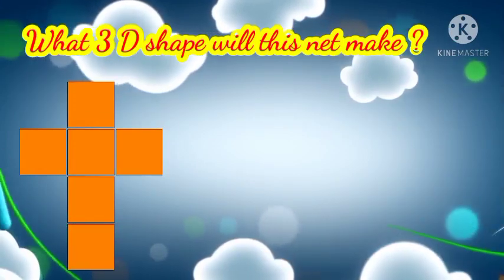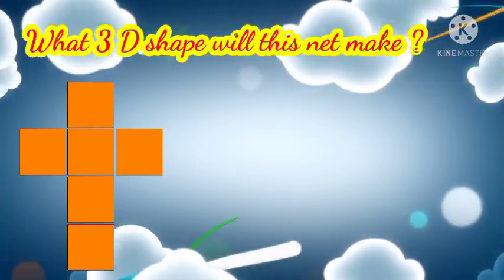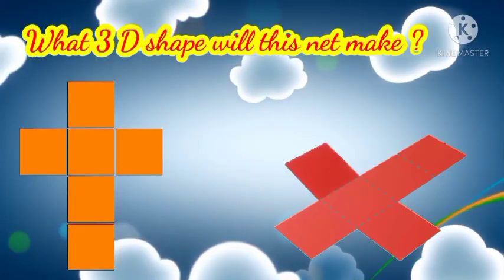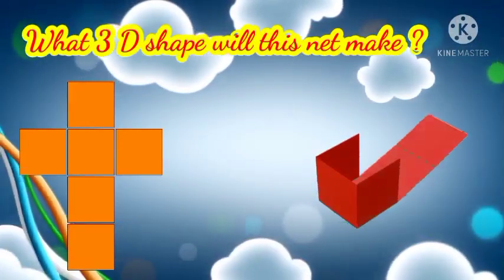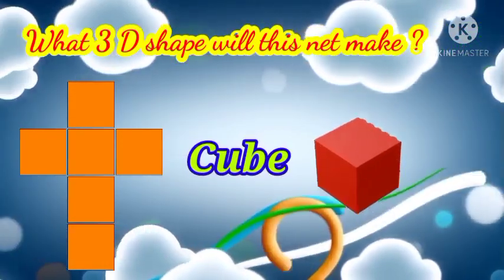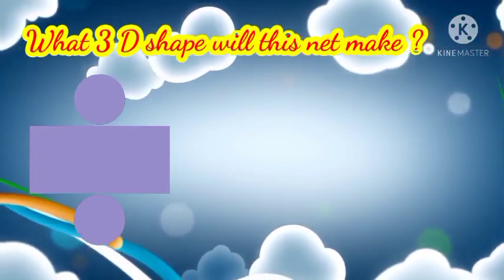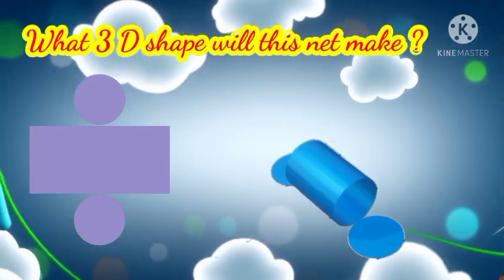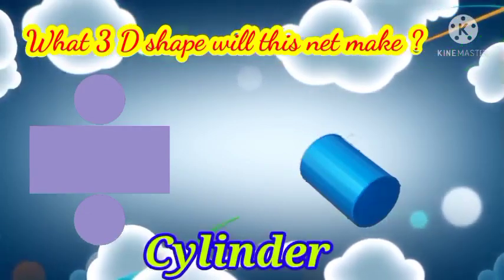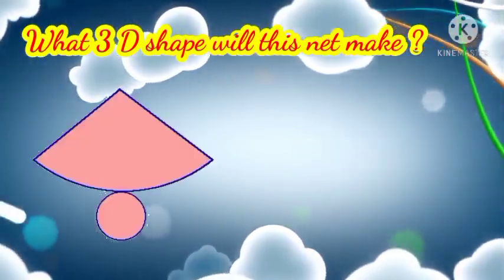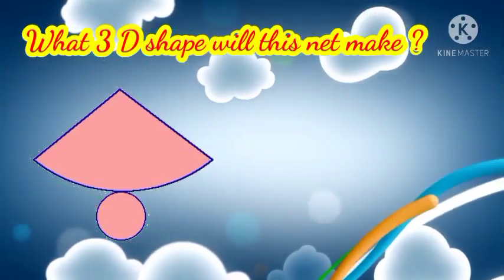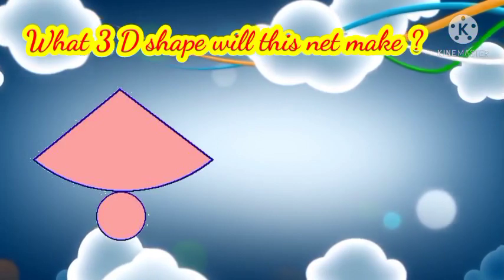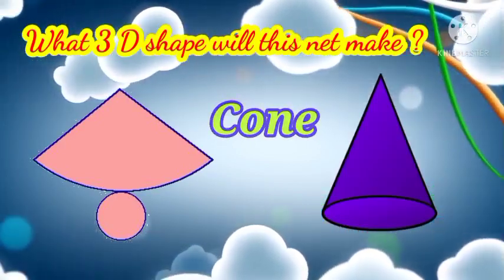Children, now we are going to find out what 3D shape will this net make. Are you ready children to find this? The shape formed from the net is cube. Now find out what shape can be formed from this net. Yes, it is cylinder. Now we are going to guess what 3D shape will this net make. Can you make the guess? Please try soon. Yes, it is cone.